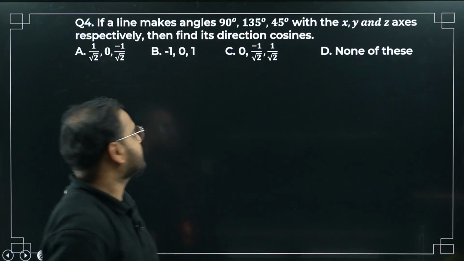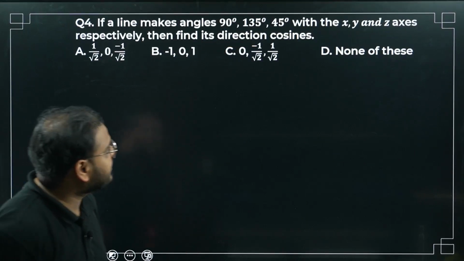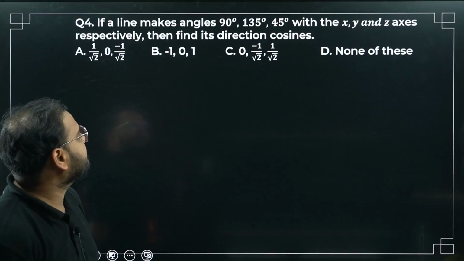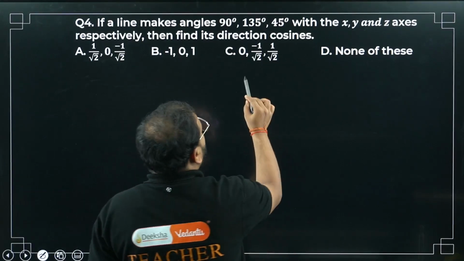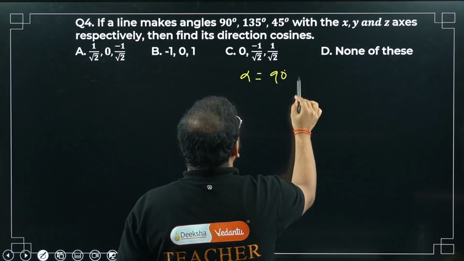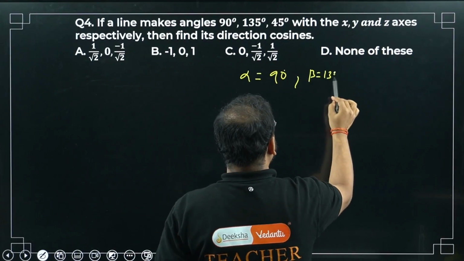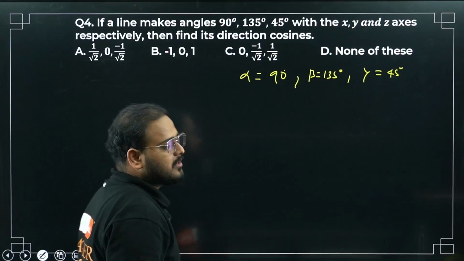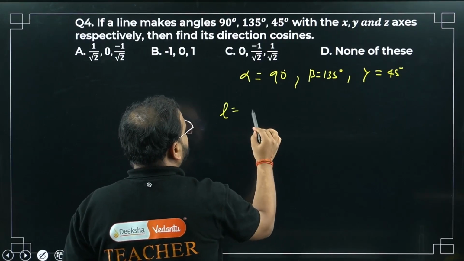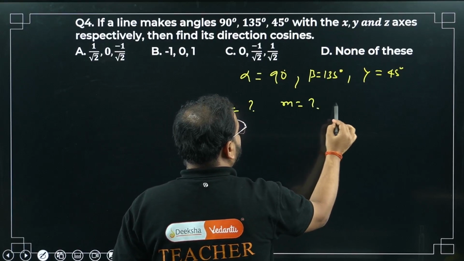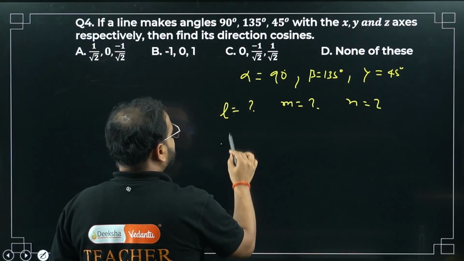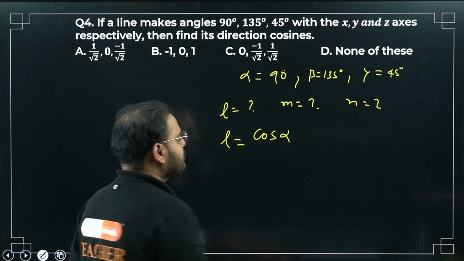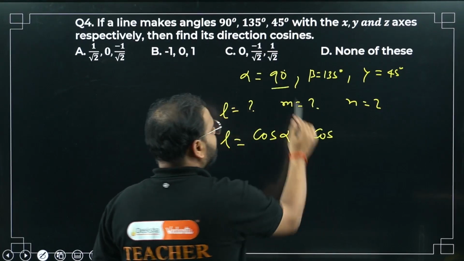Question number 4. If a line makes angles 90 degrees, 135 degrees and 45 degrees with x, y and z axes, then find its direction cosines. Simple, no? Alpha is given as 90 degrees, beta is given as 135 degrees, and gamma is given as 45 degrees. They're asking us simply L is how much, M is how much, and N is how much. What's L? L is going to be cos alpha, so cos of 90 degrees.